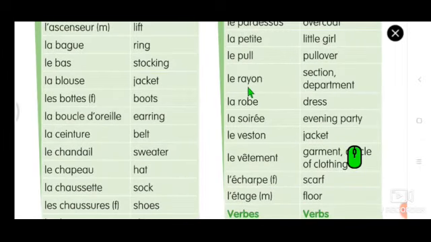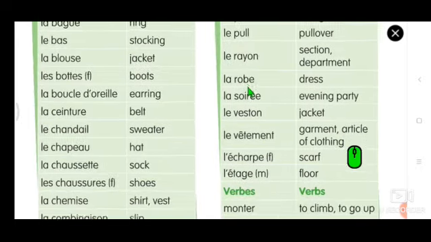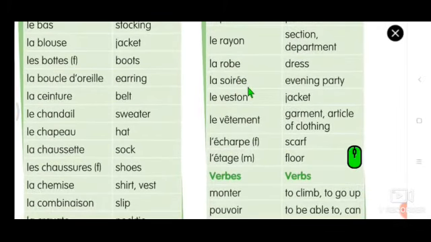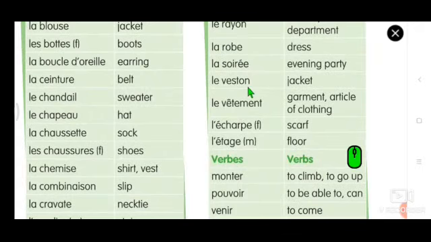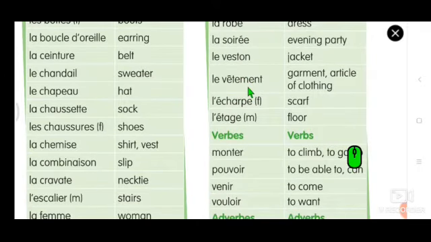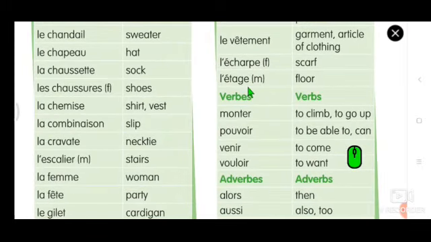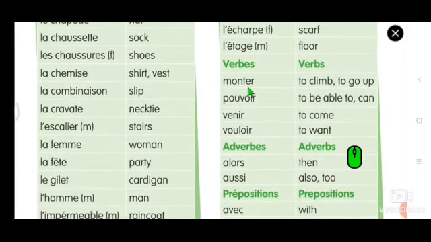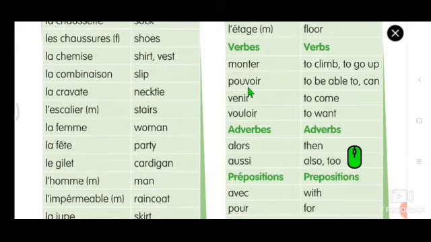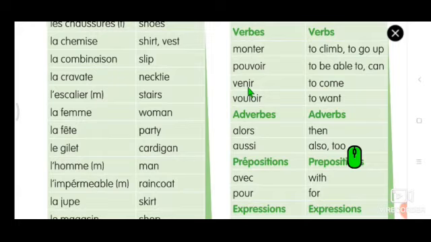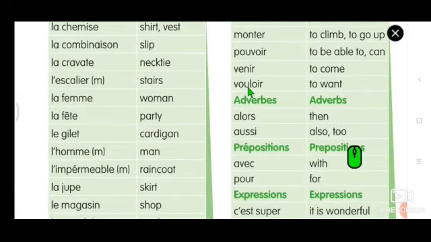Le rayon, la robe, la soirée, le veston, le vêtement, l'écharpe, l'étage. Verbs: monter, pouvoir, venir, vouloir.